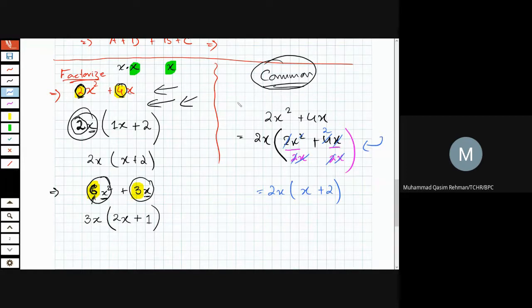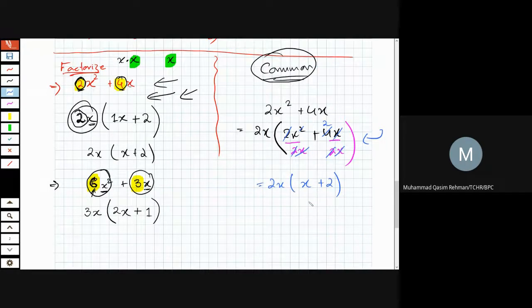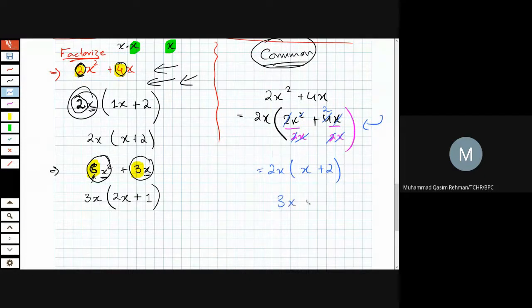So you are using a process of taking common in order to factorize. Now, why am I emphasizing on this? For example, if you have a question as 3x plus 4. Now, the question is take 3 as common from here. Can you take 3 as common?